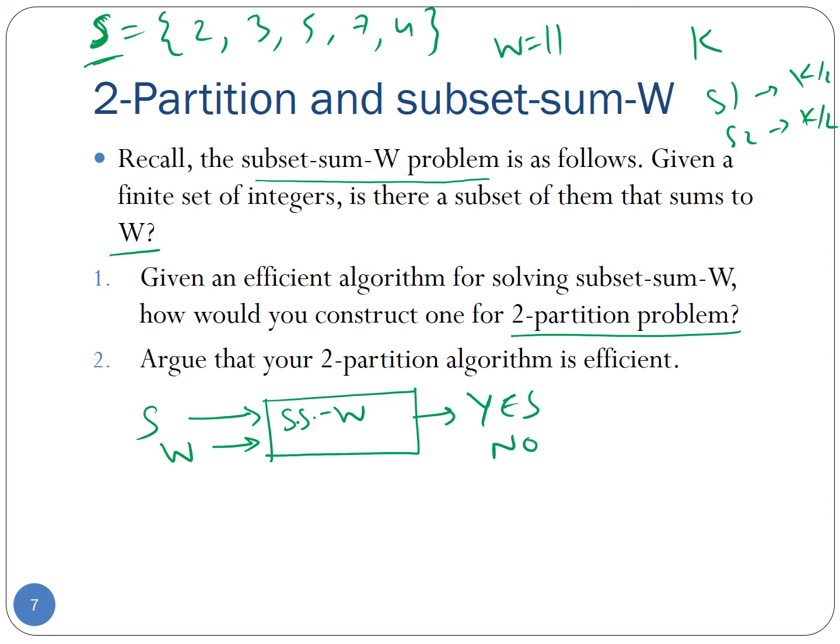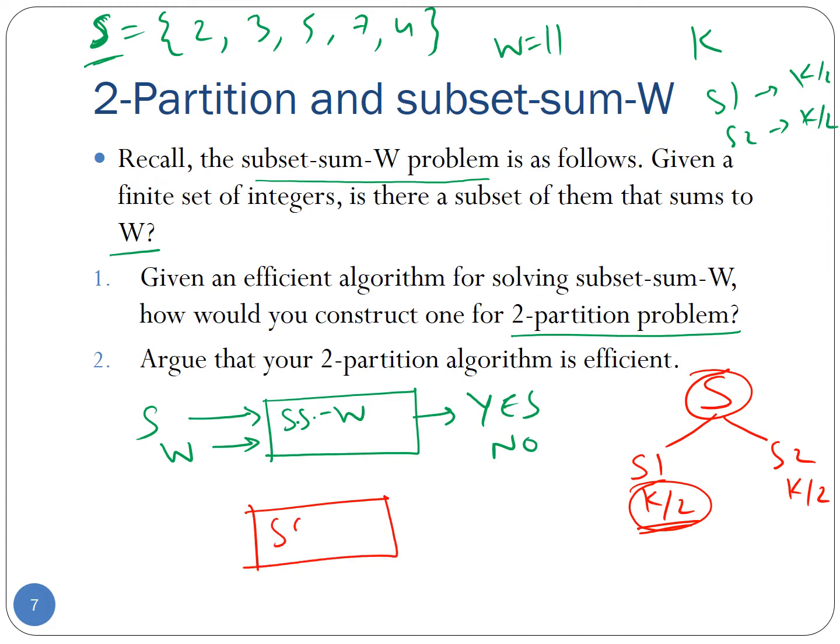So the solution to this problem is straightforward. If you are given the solution to subset sum W, note that if it is possible to partition S into subsets S1 and S2 such that they both add up to k by 2, then essentially you have to ask the subset sum W whether in this set S there is any subset that adds to k by 2. Because if one subset adds to k by 2, the remaining elements would also add up to k by 2. So the solution is very simple.